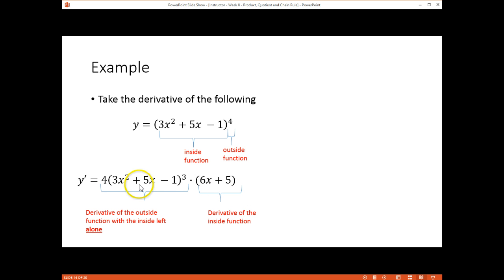Well, the inside function was this polynomial. The derivative of 3x squared plus 5x minus 1 is simply 6x plus 5. Now, at this point in time, we're done with the derivative. We've actually calculated and we're finished.